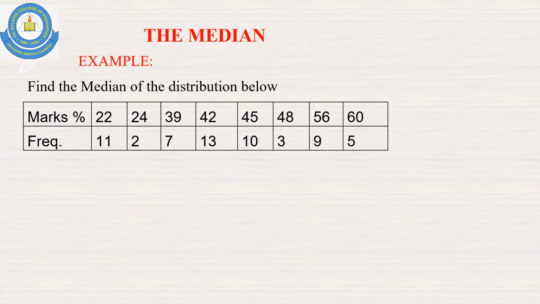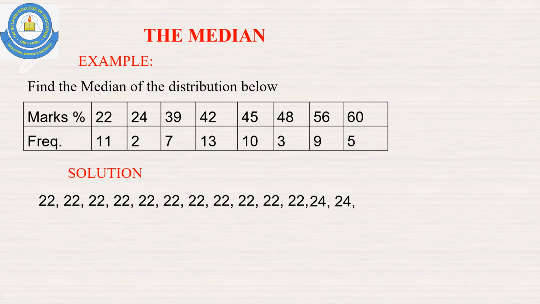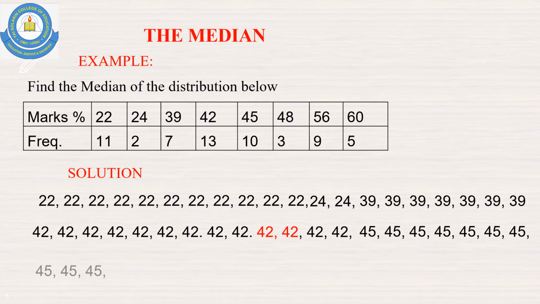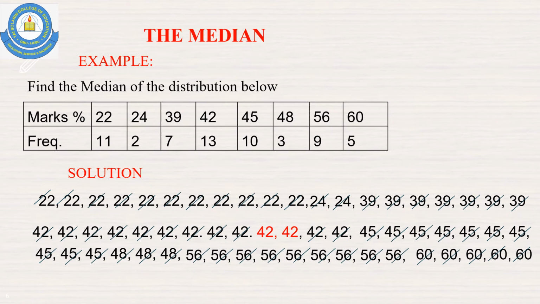So let's look at another example for median. This time around it is in tabular form. To solve this, you are going to write 22 11 times, 24 2 times, until we get to the last number there, which is 60, and that 60 will be written 5 times. After that, we are going to start reducing the numbers left and right. So 22 is going to cut off 60, 22 will cut off 60. So we'll do that. When you complete that, you should have something like this.